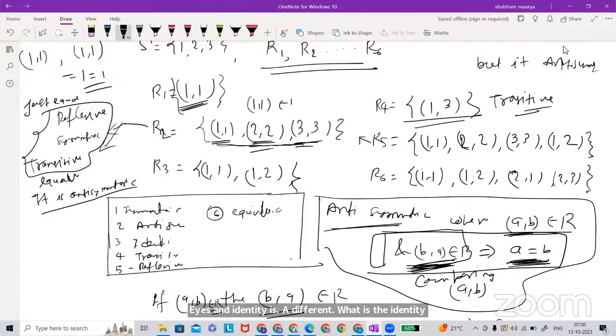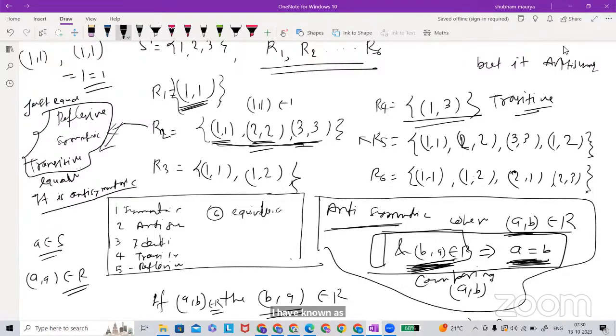Identity: for all a, the pair (a, a) should be in the relation, that is a is equal to b. If every element a belongs to the set and (a, a) is in the relation, then it is the identity relation. So R2 is an identity relation. We have to check for all the pairs. It means it is identity and also equivalence.